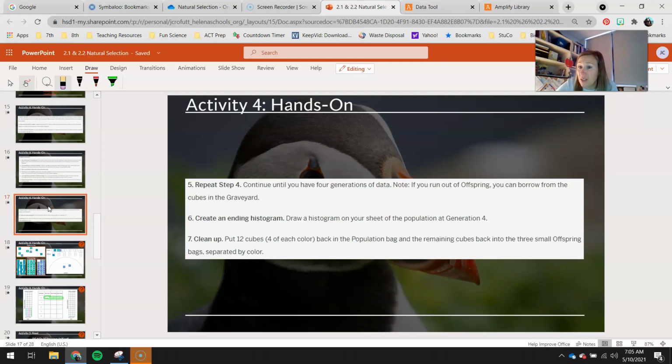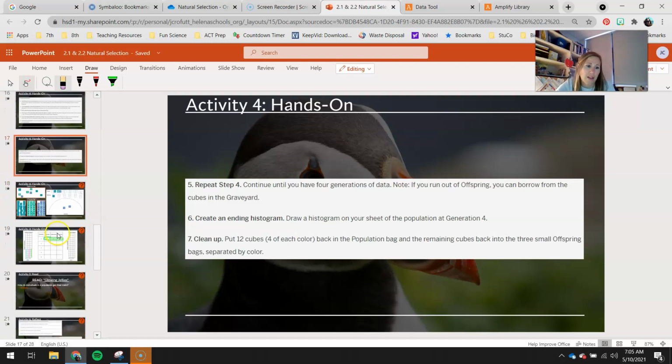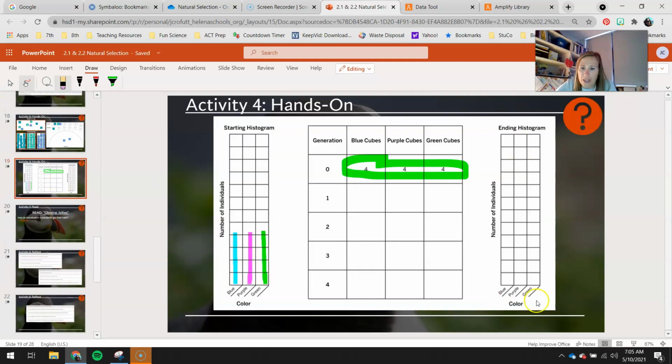You guys don't have to do much for cleanup, so lucky you. All right, then you will draw your final histogram here. So at the end of 4 generations, what did your histogram look like? It should look different than this. Okay, all right.